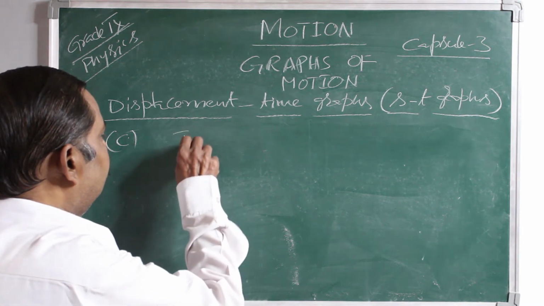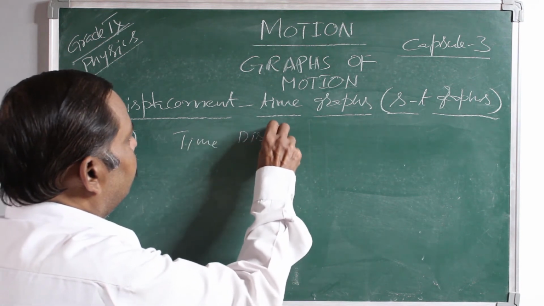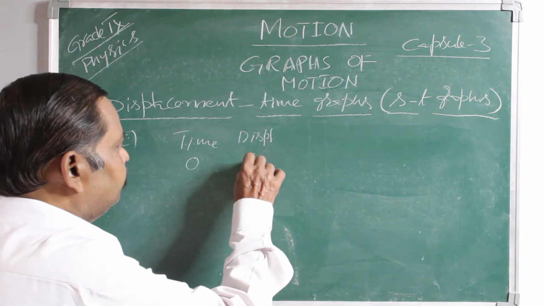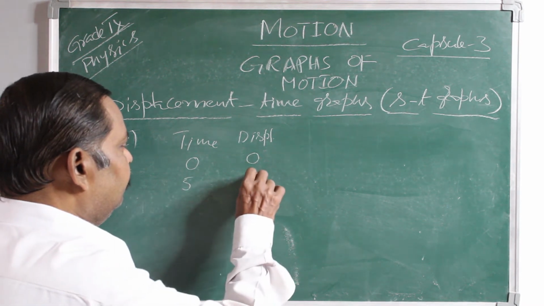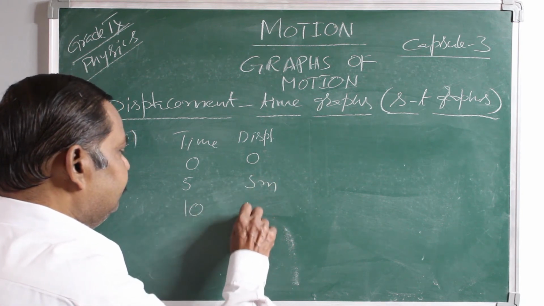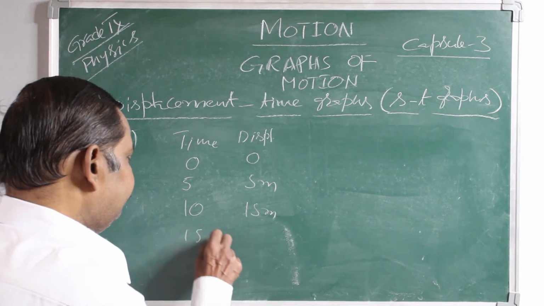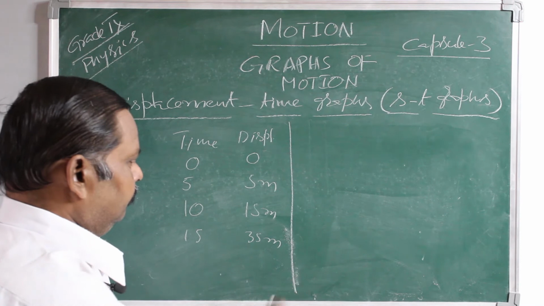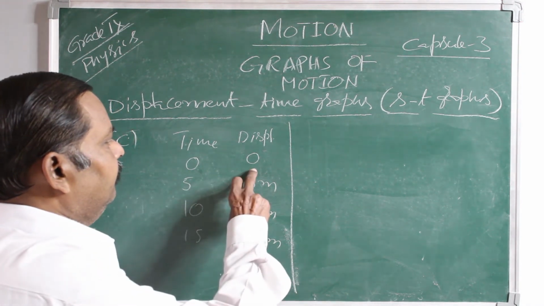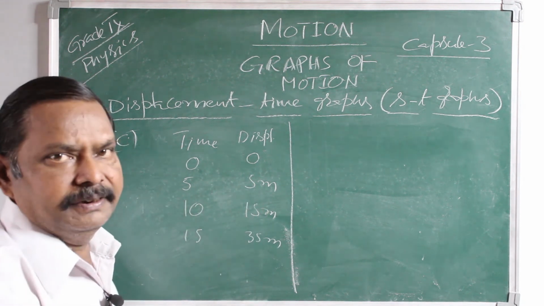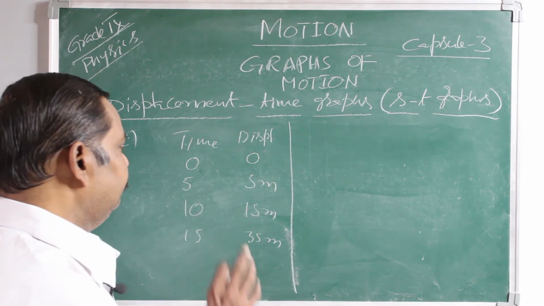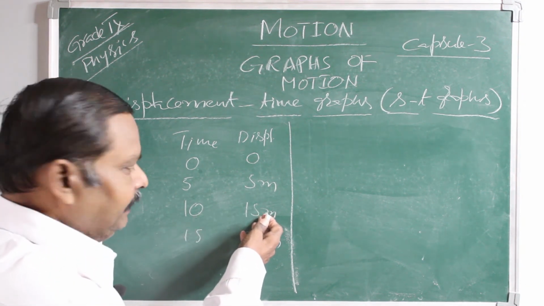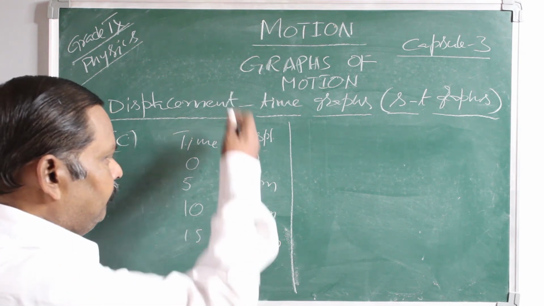As usual, time, displacement. In the starting, when time is 0, say displacement is also 0. After 5 seconds, 5 meters. After 10 seconds, 15 meters. After 15 seconds, 35 meters. So this is the table given to you. Initially, the position of the object and the point of reference are very close, so displacement is 0. After 5 seconds, the body displaced by 5 meters. After 10 seconds, 15 meters. 15 seconds, 35 meters. Let us plot a graph related to this table.